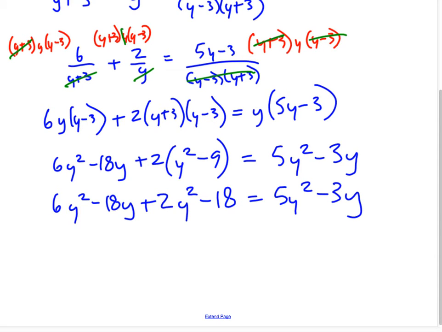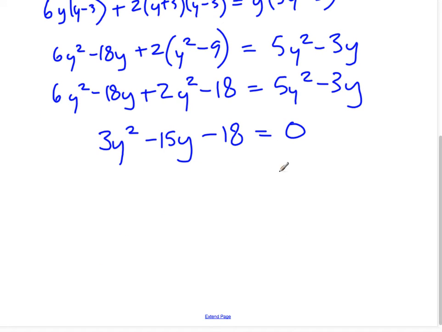Since I have y squareds in the game, I'm going to bring everything over to the left side. So here I have 6 plus 2, that's 8y squared. When I bring this one over, it'll be 8 minus 5, or 3y squared. I have a negative 18y. If I bring this over, it'll be positive, so that'll be a negative 15y. And then I have an 18, the only other number, equals 0. So now I've got a quadratic equation that I need to solve.